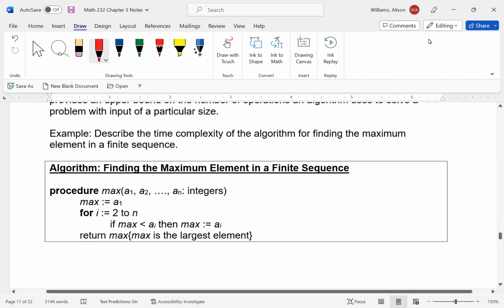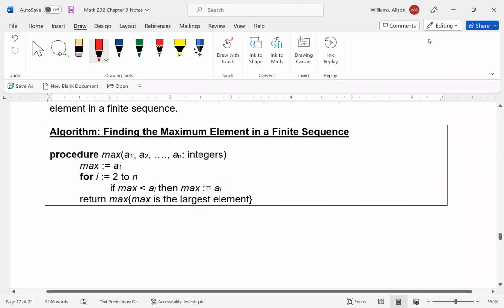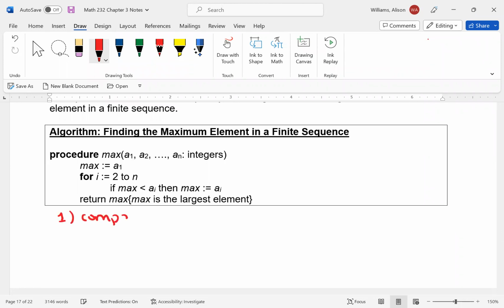So let's look at the time complexity for finding the maximum element in a finite sequence. So this is the algorithm, and the idea was you start with the first element, which they call a sub 1, the first term in the sequence, and then you keep comparing that to the other terms. So there are two steps that happen when we approach a term. The first step is we compare the terms, and then we determine whether or not there is another term after we're done. Determine the next term.